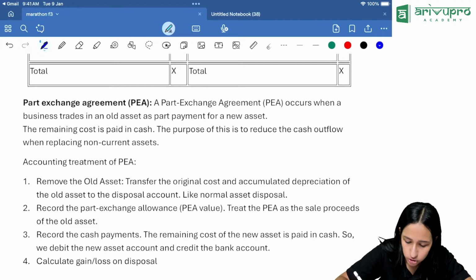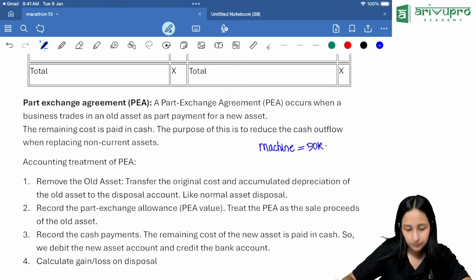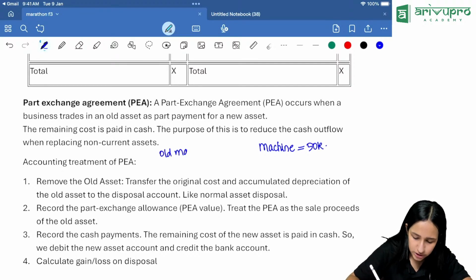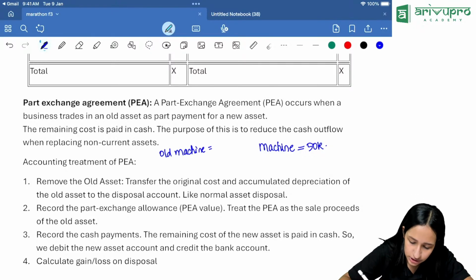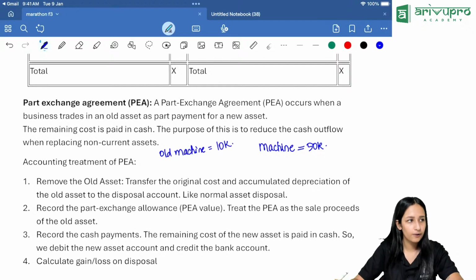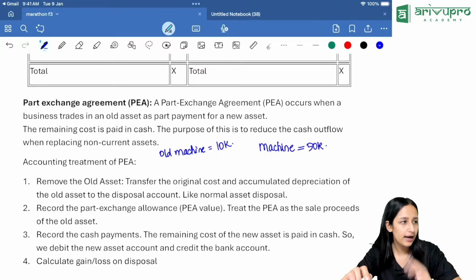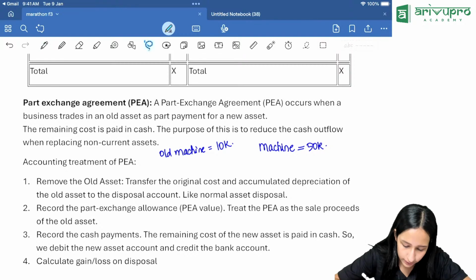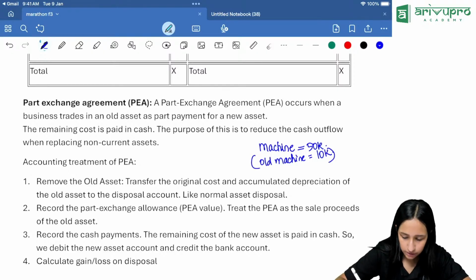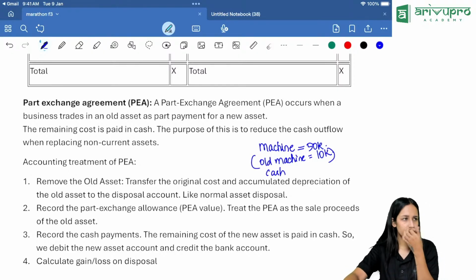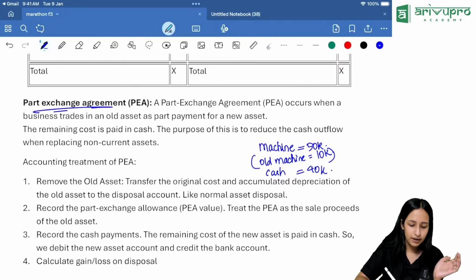So now let's say we want to buy a machine which costs 50,000. But we also have an old machine which we need to sell, just for the replacement we're buying a new machine. For this old machine, the value right now is 10,000. So you go to the store and say, I have an old machine, I want to sell this, and at the same time I want to buy a new machine. He'll say, okay, fine, it's 50,000, 10,000 is the old machine, now you'll have to pay me just 40,000. This is part exchange agreement.